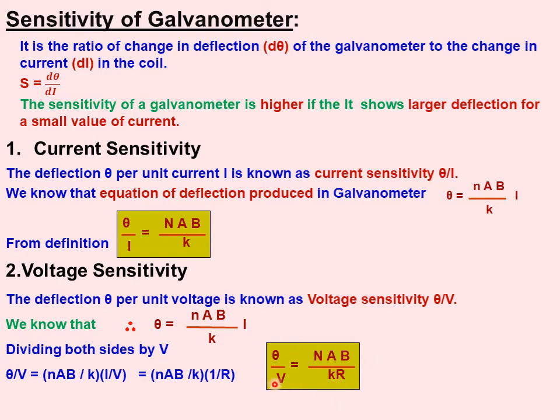So here we can say the voltage sensitivity, the ratio of deflection per unit voltage, depends on the number of turns in the galvanometer coil, area, magnetic field and torsional constant. And yes, if you want to decrease the voltage sensitivity, simply we have to increase the resistance, okay, because it also depends on the value of resistance. So here R stands for the effective resistance in the circuit.